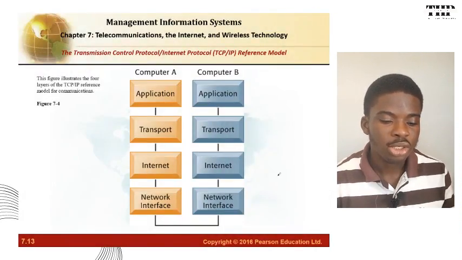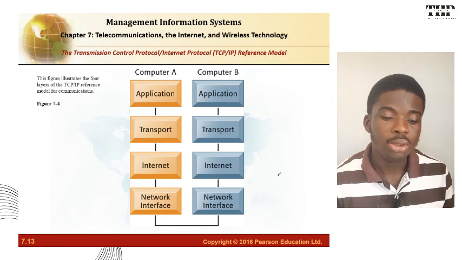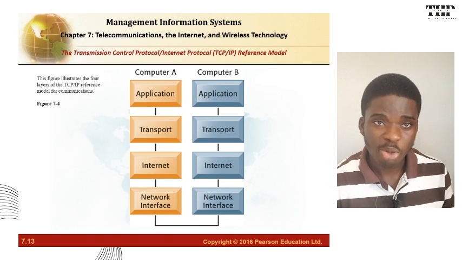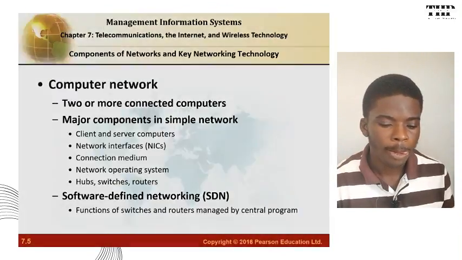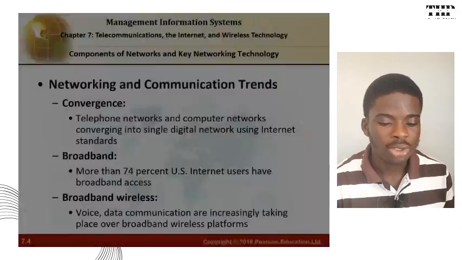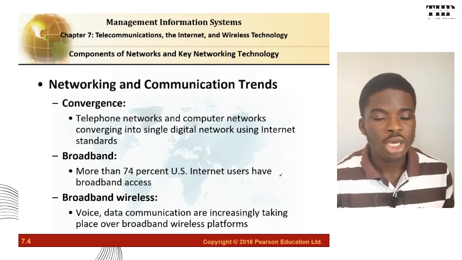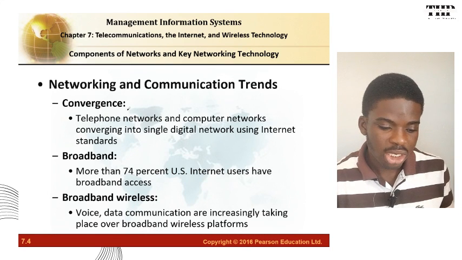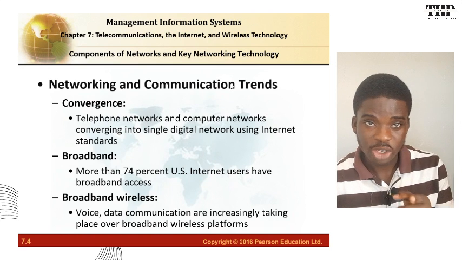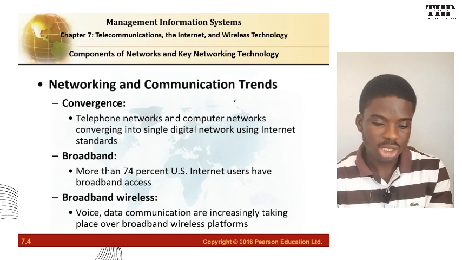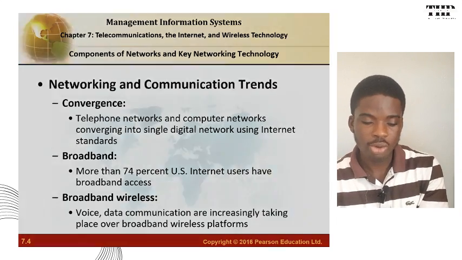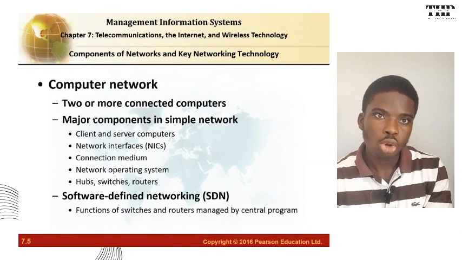So at this point, we are done with the principal components. Let's quickly recap that. It's very dense. Another component, the first we had was what? We had networking and communication trends. That's the first one. And then we have what? The convergence, the broadband wireless. So these are networking and communication trends. Very well. Computer network.